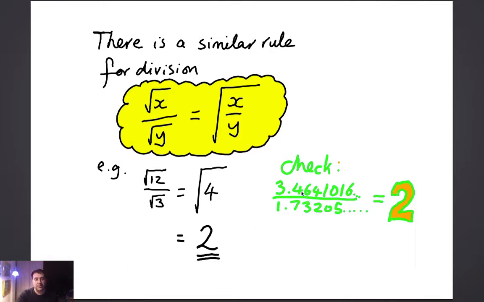And again, you can check that with the decimal values. So the square root of 12 is 3.4641016. Lots more decimals going on forever without repetition or pattern. The square root of 3 is 1.73205, and then lots more digits. So they're both irrational numbers, which means that you can't express them exactly as a fraction. But when you divide them out, you get exactly 2. So from two irrational numbers with unpredictable decimals going on forever, you divide them out and you get a nice exact integer value of 2.